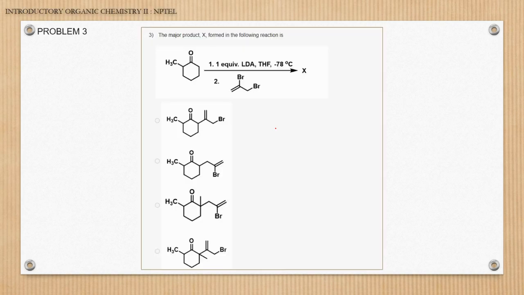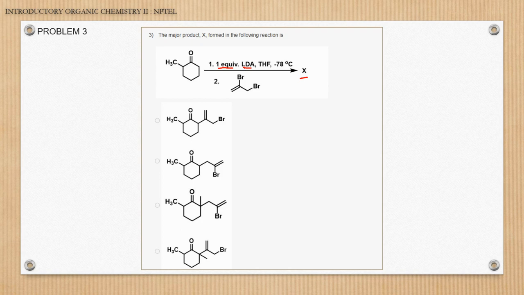So now moving towards problem number 3. In problem number 3, what is happening? They are asking for the major product X formed in the following reaction condition. So you have to identify the product X which is going to generate from 1 and 2. In the first case, they have added one equivalent of LDA at minus 78 degrees centigrade. I have told you LDA is a very strong base, so it can abstract a proton from the alpha position of the carbonyl compounds, as we have seen in the case of problem 1.